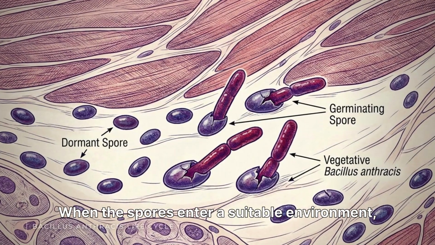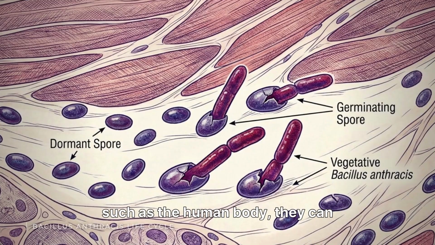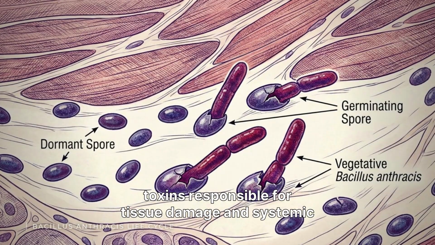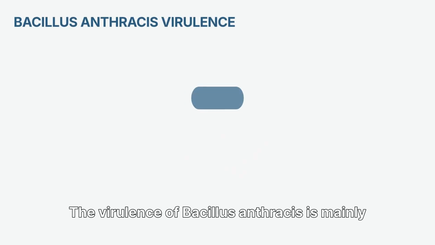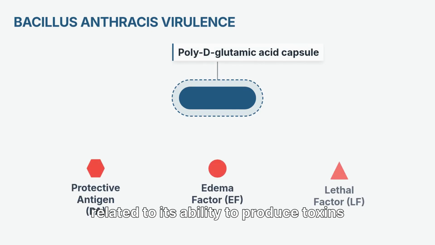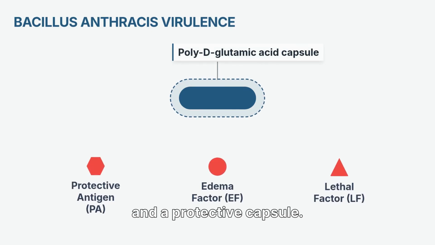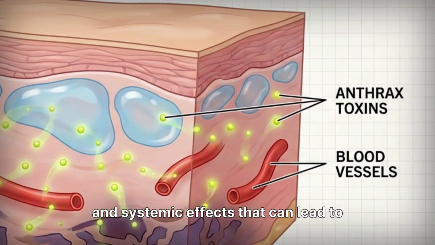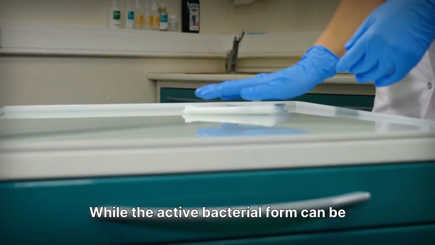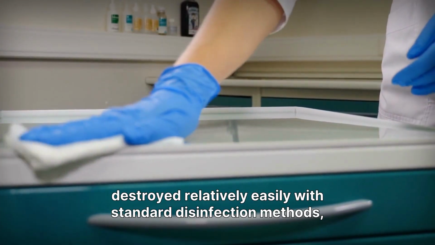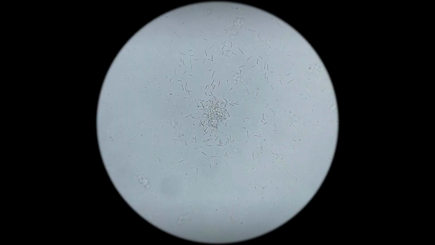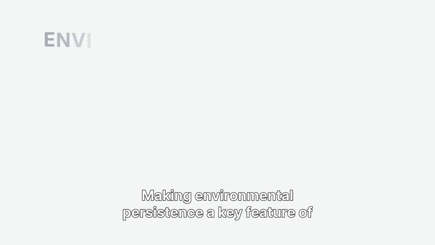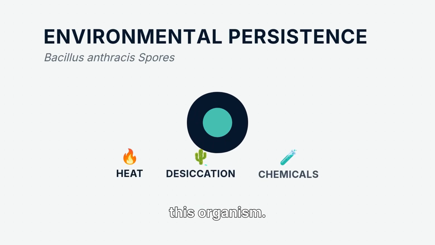When the spores enter a suitable environment, such as the human body, they can transform into active bacterial forms that produce toxins responsible for tissue damage and systemic illness. The virulence of Bacillus anthracis is mainly related to its ability to produce toxins and a protective capsule. These toxins cause local swelling, tissue destruction, and systemic effects that can lead to severe disease. While the active bacterial form can be destroyed relatively easily with standard disinfection methods, the spores are highly resistant to heat, drying, and many chemical agents, making environmental persistence a key feature of this organism.